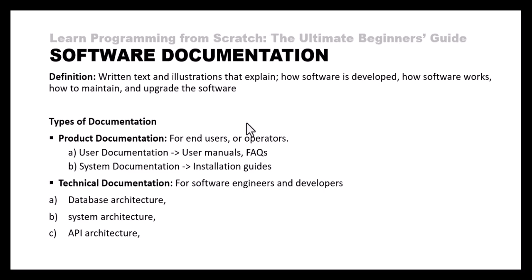We have an API architecture. If you're integrating an API or you built an API for the software, you must document the API as well. Then we have source code documentation and test documentation. When you're testing a software, you have to document the type of tests that you have done and the results that you got. Source code documentation means you talk about how the source code is written, the language that you used, and the variable naming convention. We'll look at variables later on in this series.